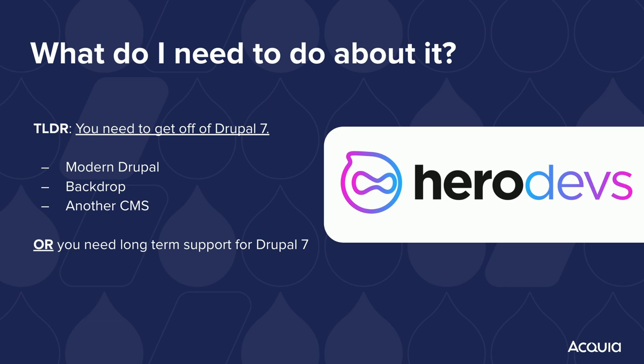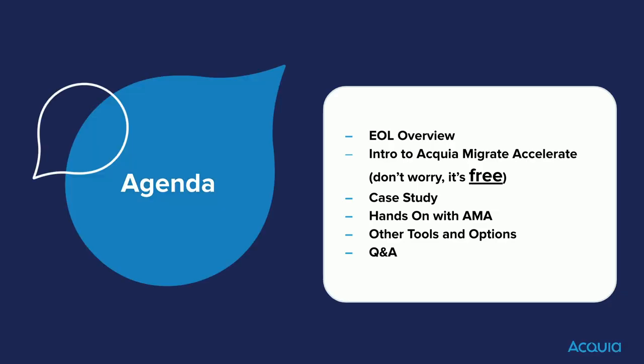Or, if you're going to stay on Drupal 7, you should really consider getting some sort of long-term security support. HeroDevs is actually an Acquia partner. They're offering never-ending support for Drupal 7. There are a couple of other folks out there doing the same thing. But all of this is coming about because the community is officially ending support for Drupal 7 in January of next year. So we're going to start off today, and we're going to talk about what that means for you.